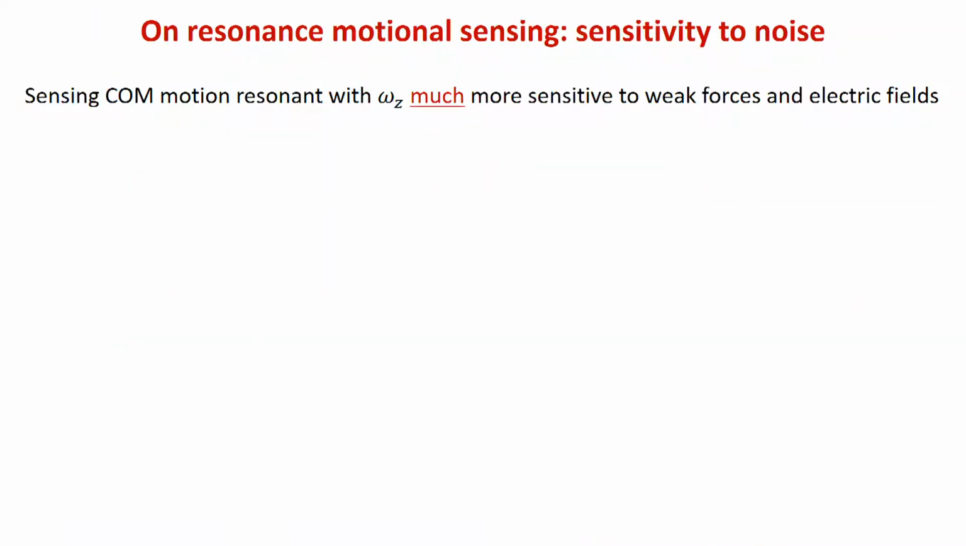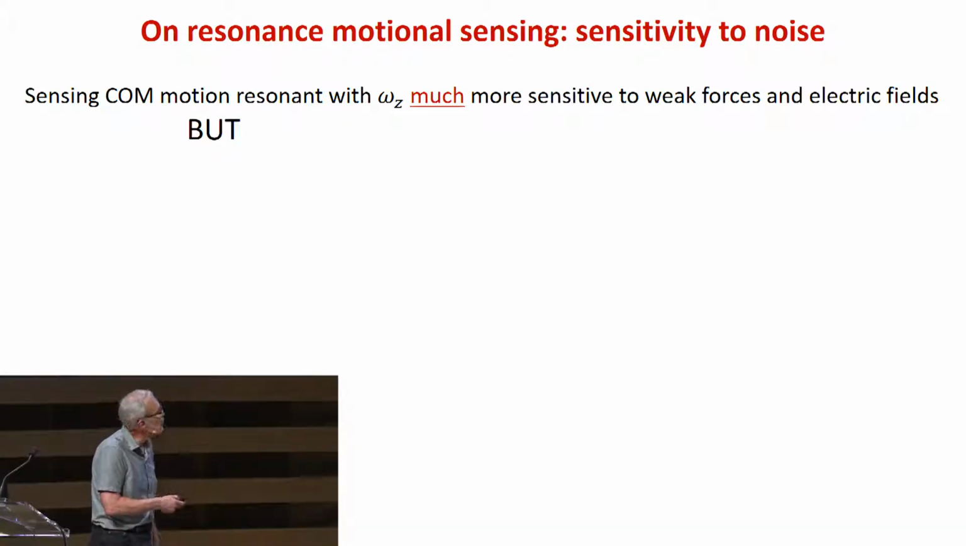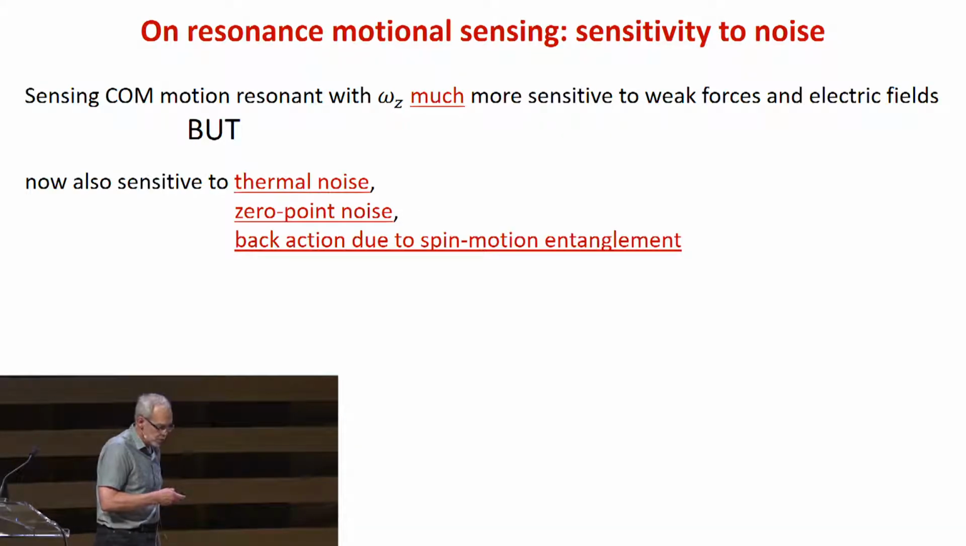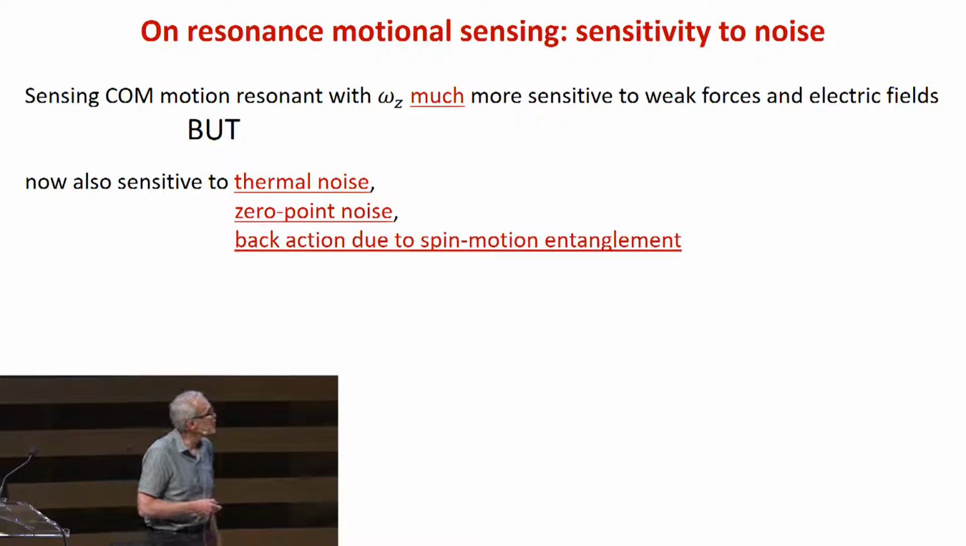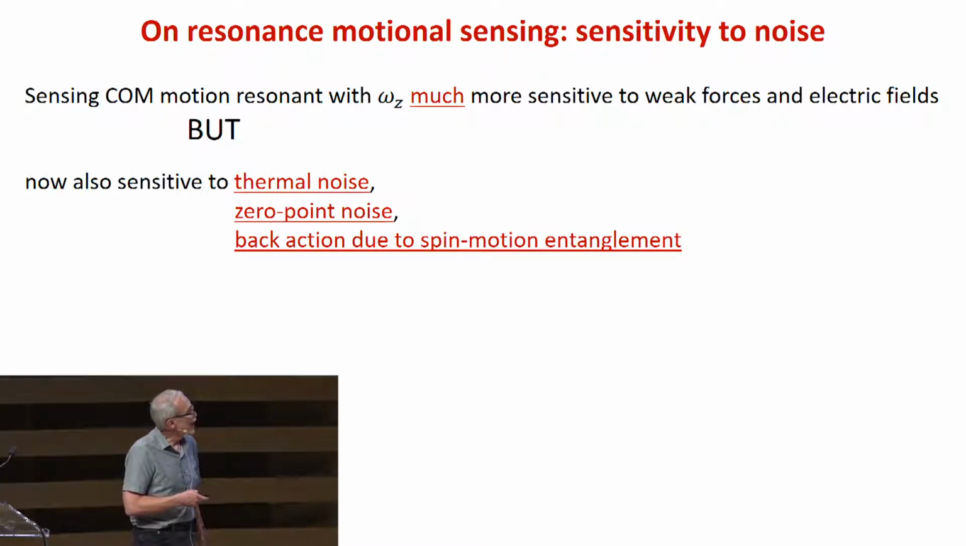What we want to do now is to tune our drive on resonance, but now the experiment gets more complicated because now we're going to be sensitive to thermal noise, we're going to be sensitive to zero-point noise, and to back action due to spin motion entanglement.